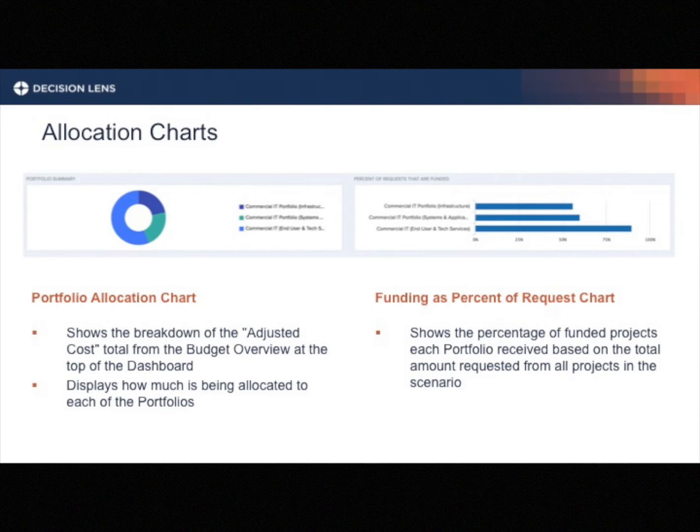And then on the right-hand side, that bar chart, the funding as percentage of request chart, it'll show you the actual percentage of funded projects each portfolio received. So again, that bottom bar, we've got almost 100% of the projects in that portfolio funded. Maybe I need to ask myself, is that the right mix of projects? Do I need to go ahead and look at the other project portfolios to see if I need to increase spend in one of those? Just to make sure that, again, I'm aligning with my strategic initiatives and making sure that we've got the right investments and projects.